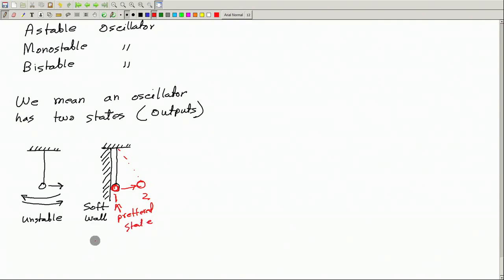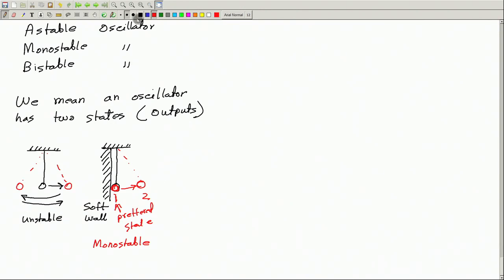So this is called a monostable oscillator. This pendulum is happy in one among the two states, but is not happy in the other state. If you bring it to the other state, it will always come back, after a while. It will take some time to come back. But in the earlier case there are two states, the left and the right, and the pendulum is not happy in either of the two states.